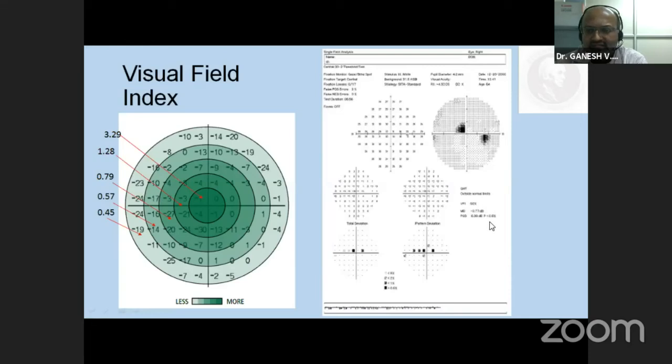And you can see here in this example, the mean deviation is minus 0.77, whereas the visual field index is reduced by 8%. So although the mean deviation is normal, visual field index is center weighted, so it shows an 8% loss, close to 10% loss.